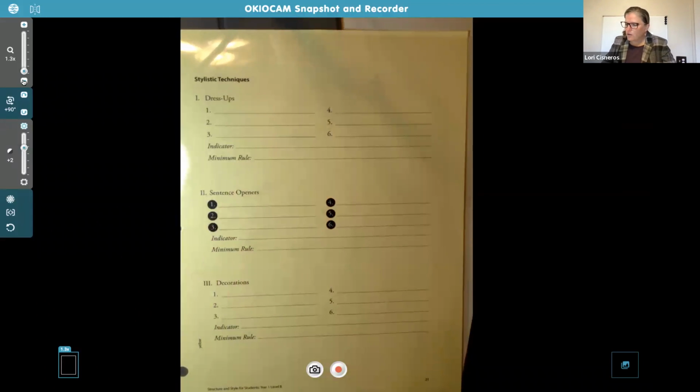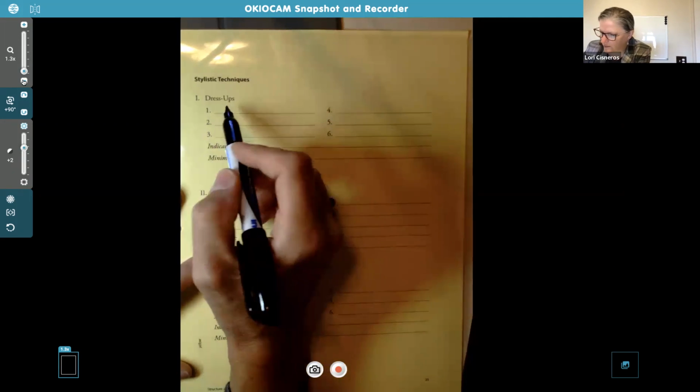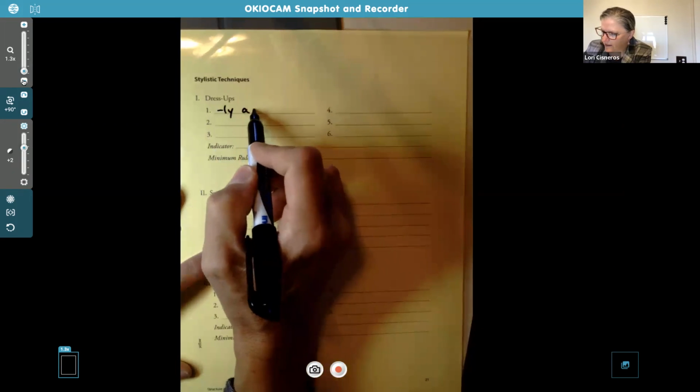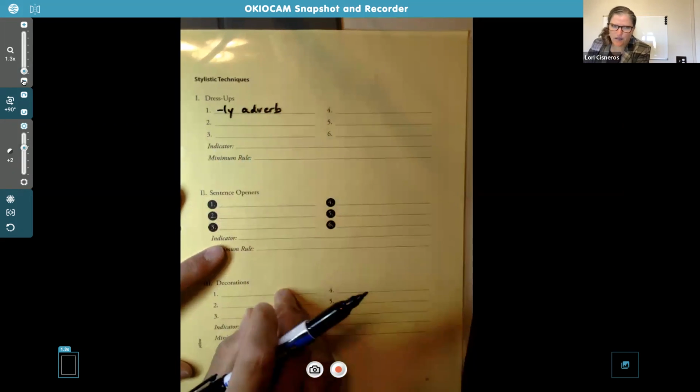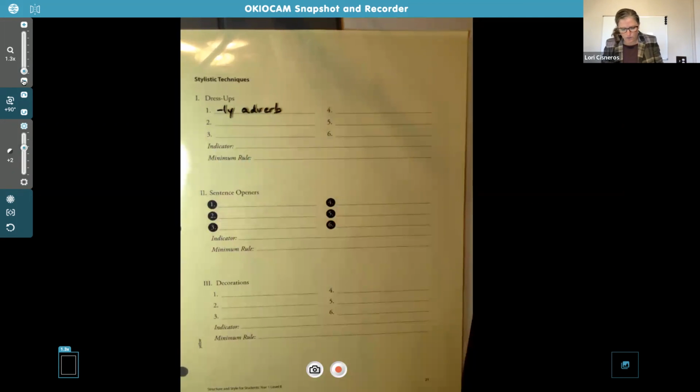Today, we're just going to start with the very first one, which is ly adverb. So right underneath here, dress up. I'm going to have you write ly adverb. And it was kind of handy that we learned that in our grammar books. Adding ly adverbs to writing sometimes is not natural for us to do. But when you add an ly word, you're not going to believe this, it really changes the story and it will become more alive and more fun to read. So that's the first dress up we're going to talk about today.